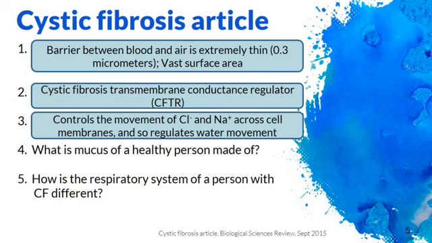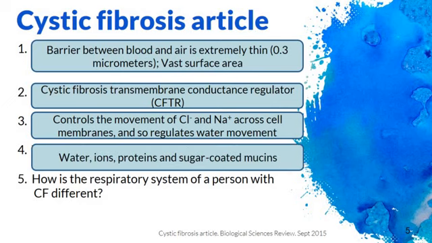CFTR proteins are responsible for controlling the movement of chloride and sodium ions across cell membranes, and this is going to regulate the movement of water. In a healthy person, mucus is made out of water, ions, proteins, and sugar-coated mucins. We've got a longer answer for the next one.